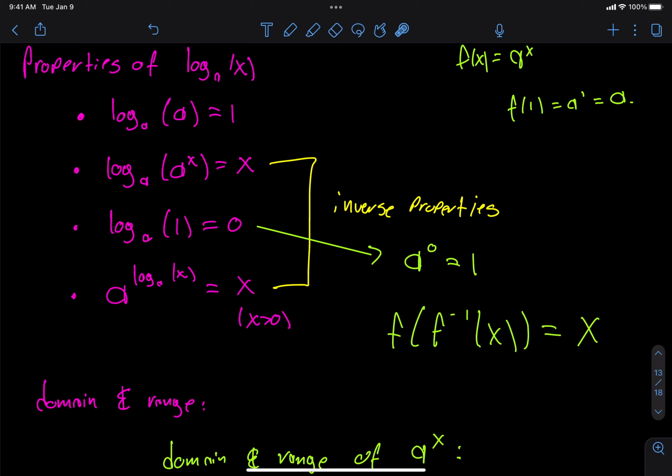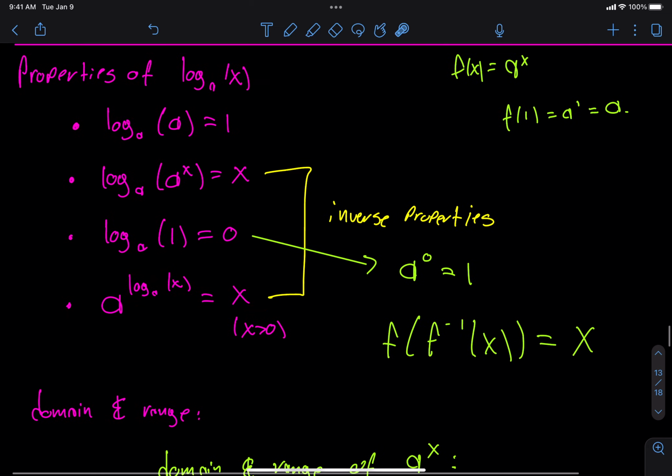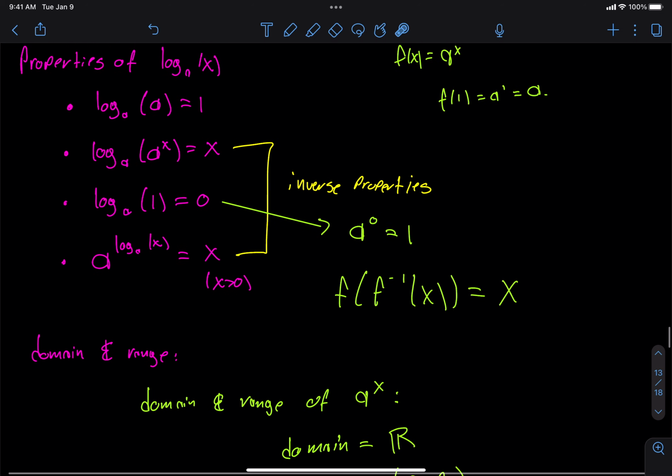So what does that mean? That means that log a and a to the x undo one another. They are inverses. And same thing in reverse. If I plug the function log a of x in for x in the function a to the x, it undoes that process, and we just get back x. So these functions are inverses of one another.